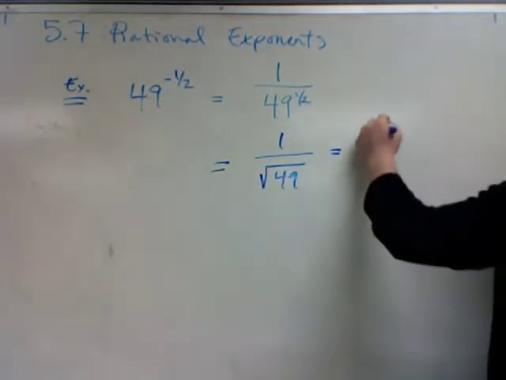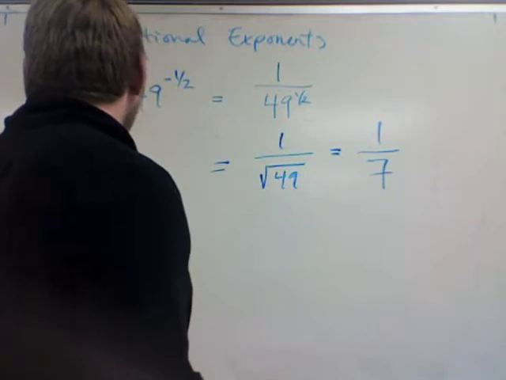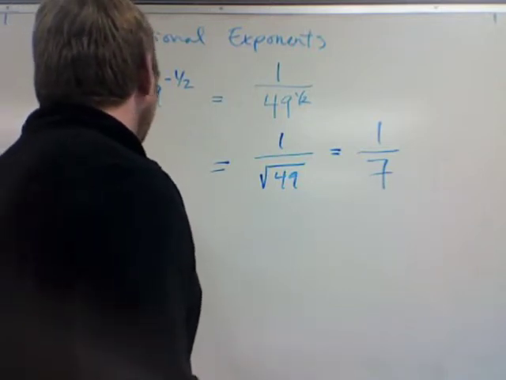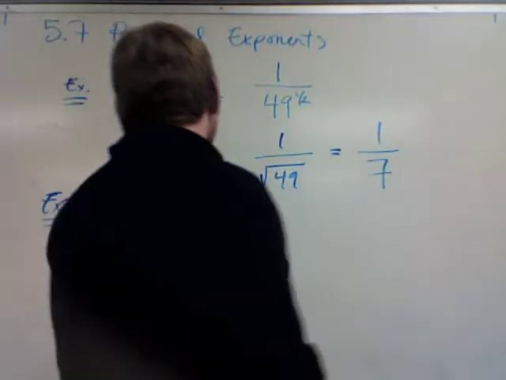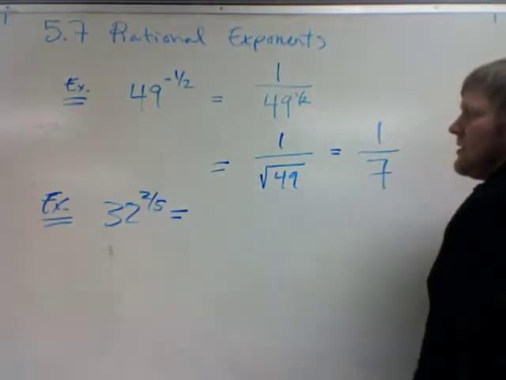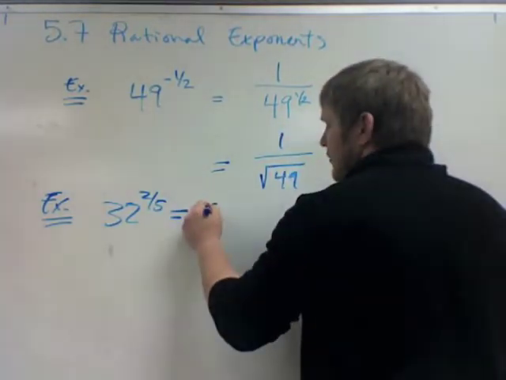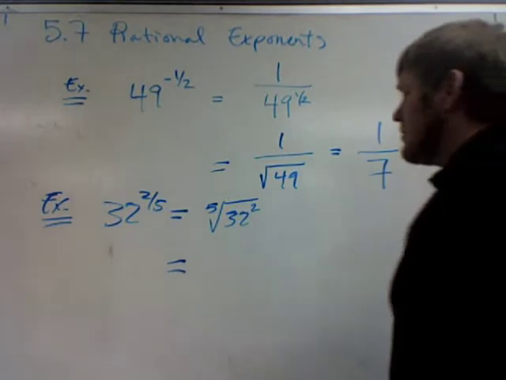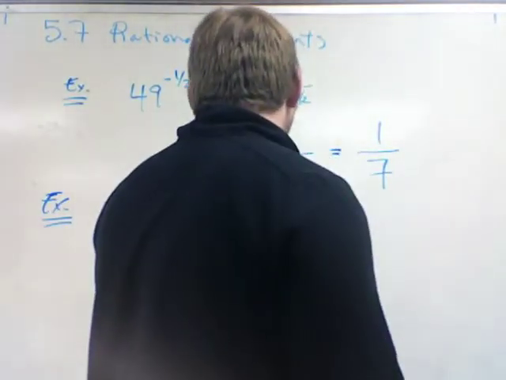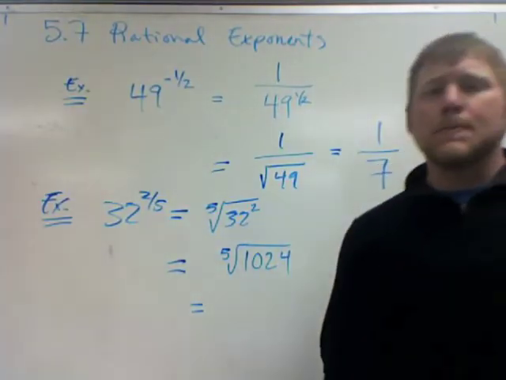Then I have 1 over 32 to the 2/5 power. The first thing I would do is rewrite it in terms of symbols, notation. It's the 5th root of 32 squared. So I'd be taking the 5th root of 1024. Isn't it 2? 4. 4.